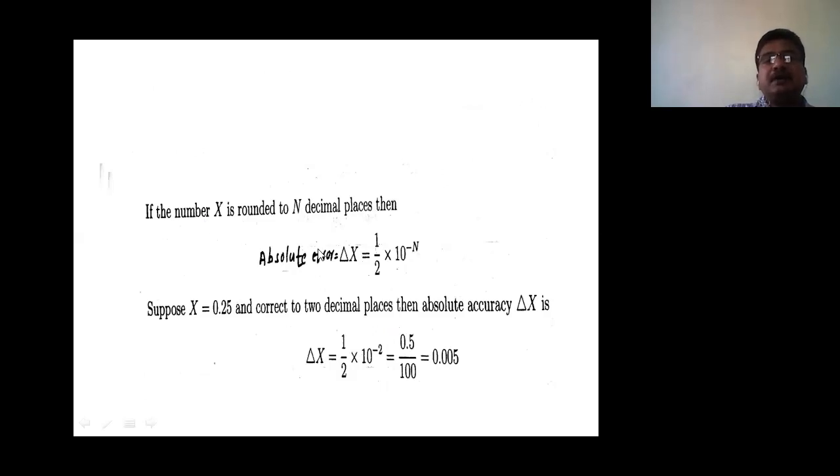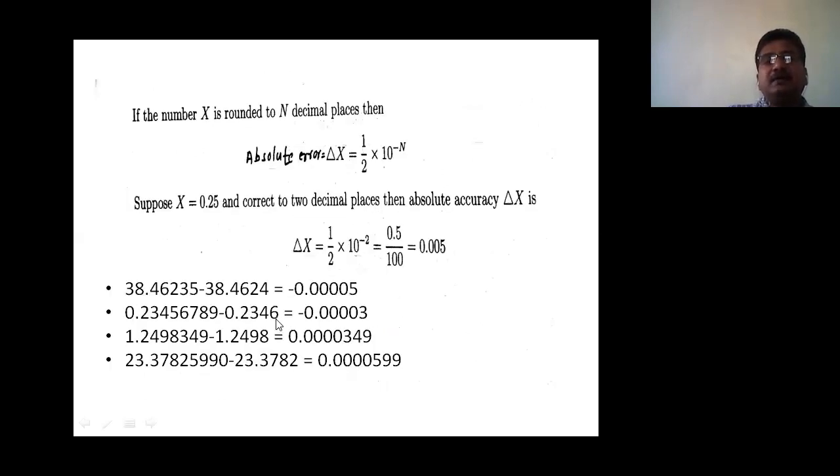So this is the upper limit for absolute error. What is the upper limit for absolute error? The upper limit for error, when we round up the number, then the absolute error or upper limit for error is delta x equals 1/2 times 10 raised to minus n.